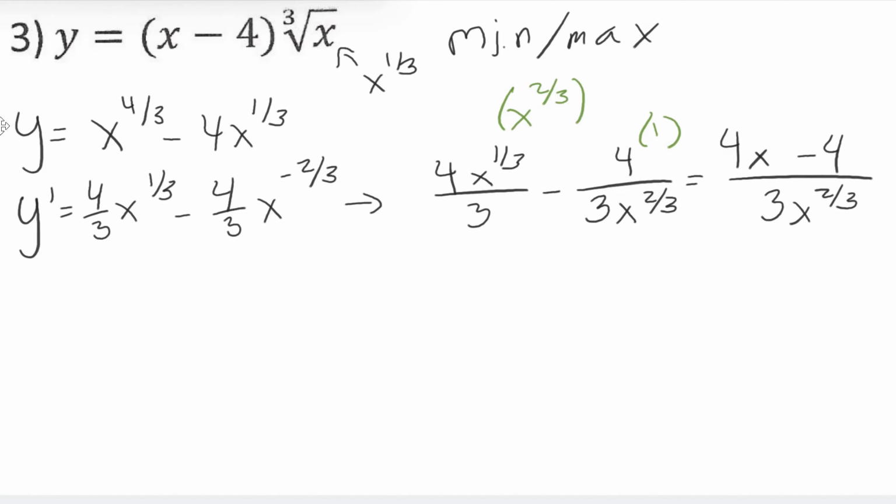Questions before I go on? I wanted a common denominator, so my common denominator is 3x to the 2/3. I already have a 3 down here, so the only thing I needed to multiply it by was that. And the second one, I already had everything, so I didn't need to multiply by anything. And 1/3 plus 2/3 is 1. So that's why the exponent is gone.